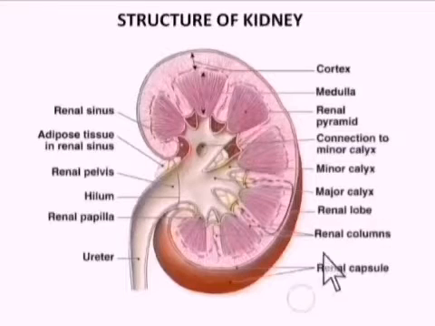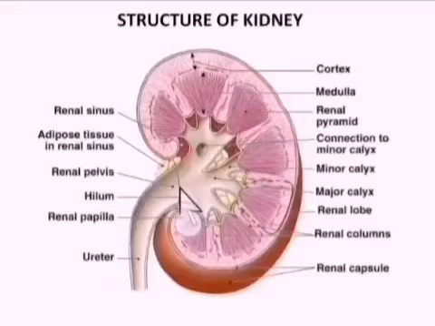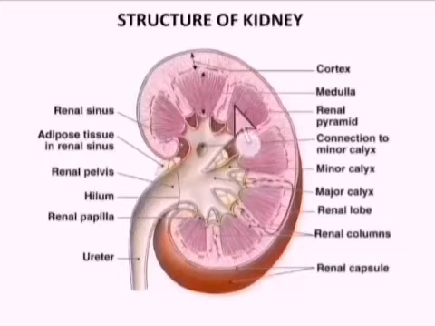So the kidneys are bean-shaped organs with medial indentation اللي هو اسمه الهايلم اللي هو site of entry of blood vessels, lymphatics and innervation. Below the renal capsule there are two regions, the cortex and the underlying medulla.